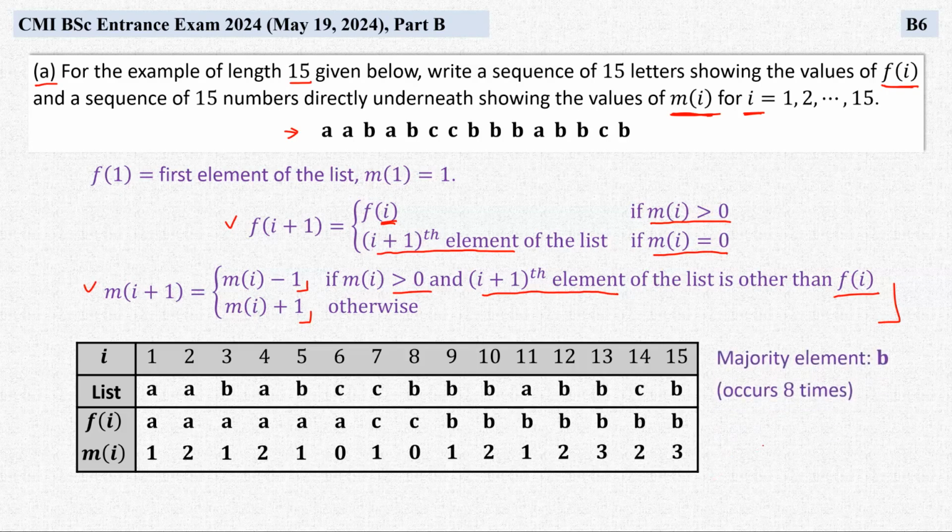The majority element of this list is b. It occurs 8 times on the list of length 15. Now, what does this have to do with functions f and m? We'll explore that in the following questions.